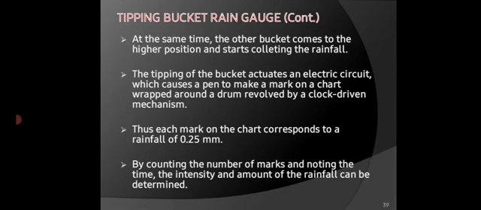The tipping of the bucket actuates an electric circuit which causes a pen to make a mark on a chart wrapped around a drum revolved by a clock-driven mechanism. So this is the arrangement of recording type rain gauges, right? So by counting the number of marks and noting the time, the intensity and amount of rainfall can be determined.